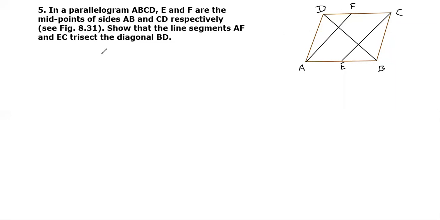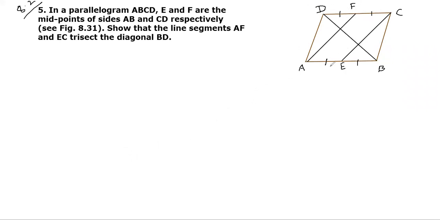In question number 5, we were doing exercise 8.2. ABCD is a parallelogram. Opposite sides are parallel and equal. E is the midpoint of AB. Just see, E is the midpoint, that means AE will be equal to EB. And F is the midpoint, so that means DF is equal to FC.